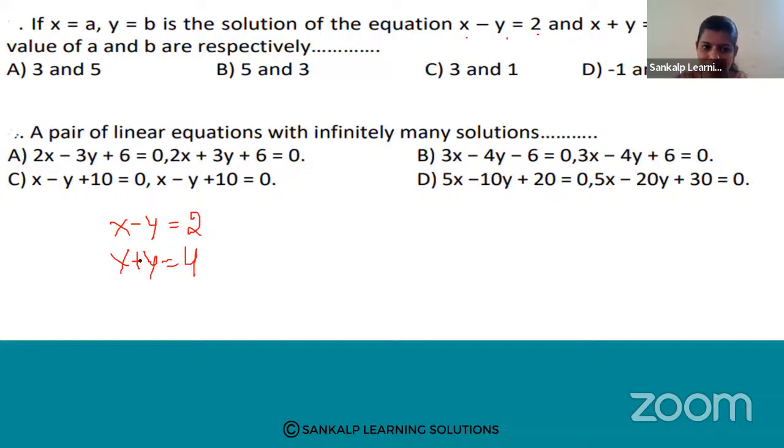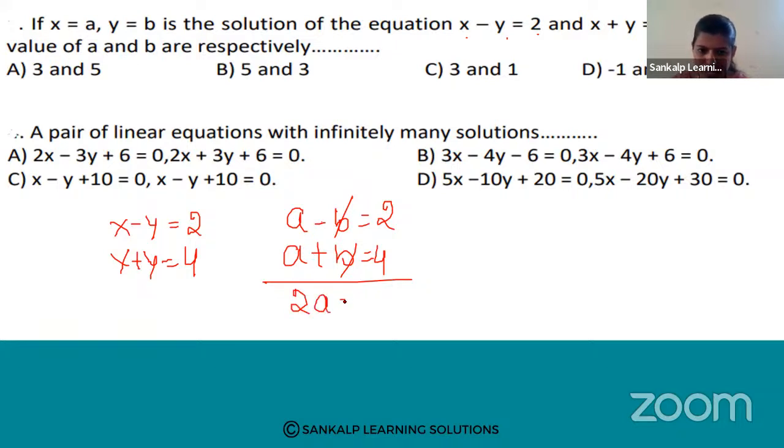A and B means x is A, y is B. So A minus B is equal to 2 and A plus B is equal to 4. So B and B will get cancelled. Minus and plus is there. So A plus A, it is 2A is equal to 4 plus 2, it is 6. Again, you will get same result, 6 divided by 2. 2 ones are 2, 2 threes are 6. A is equal to 3.